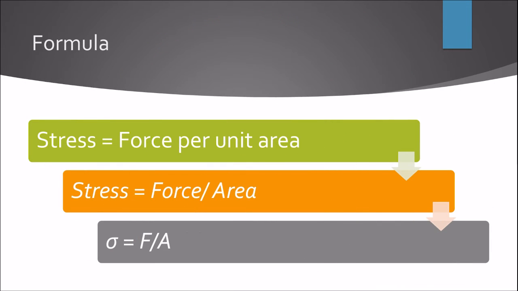Okay, now we look at the formula. Stress is equal to force per unit area, which is force per area, and then sigma, which is stress, the normal force here, equal to F divided by A. So that is the simplified version.